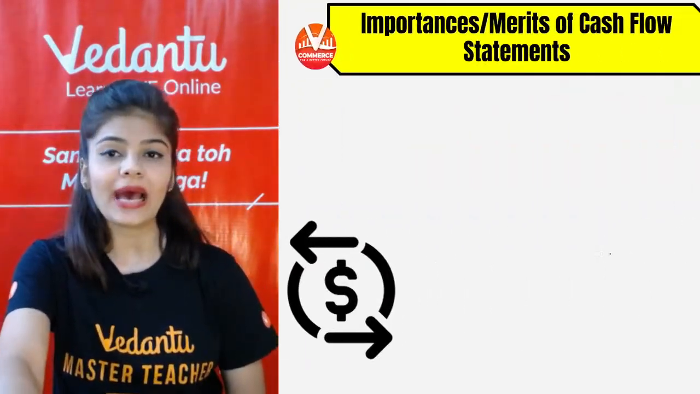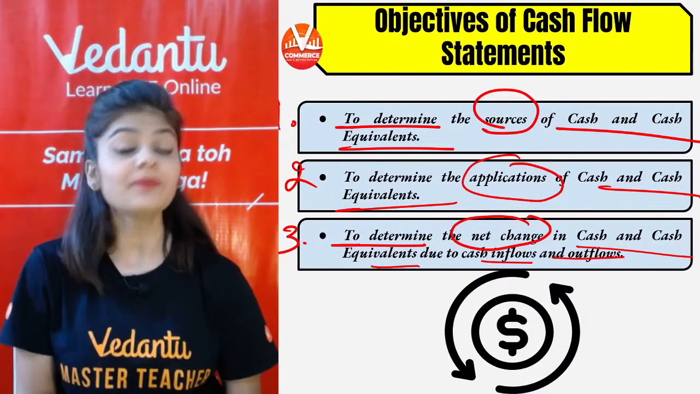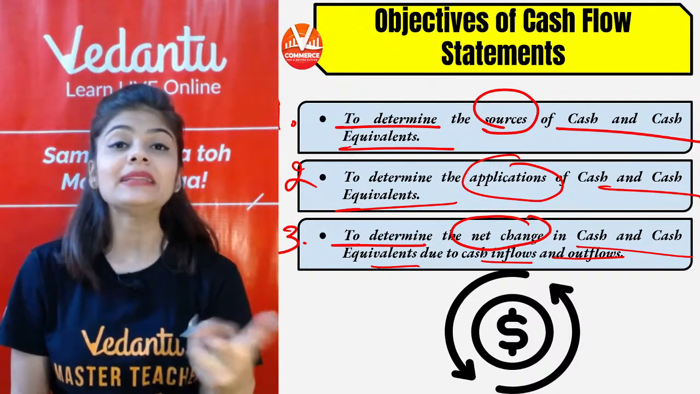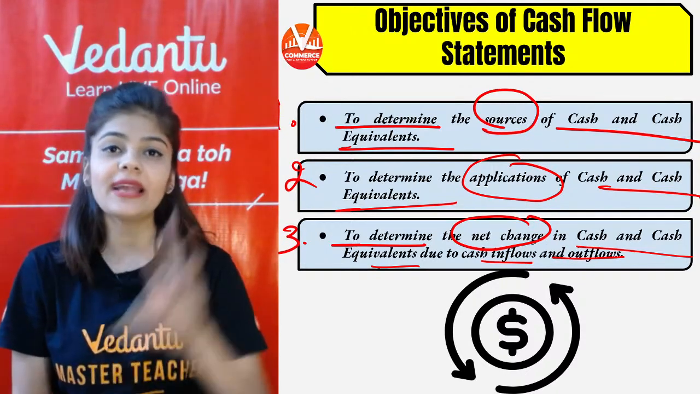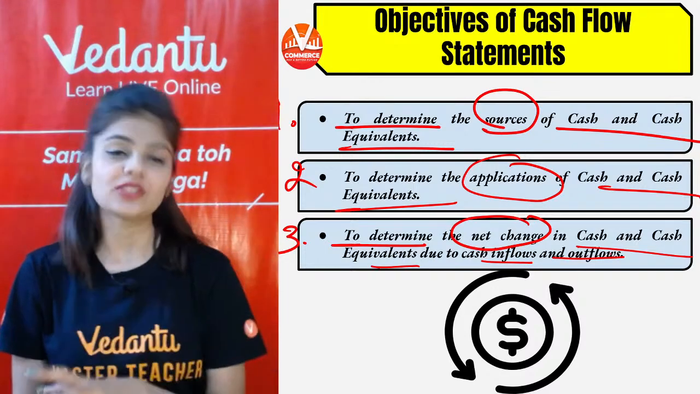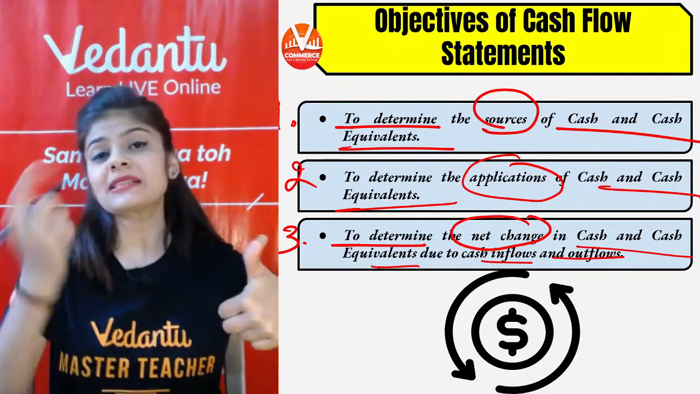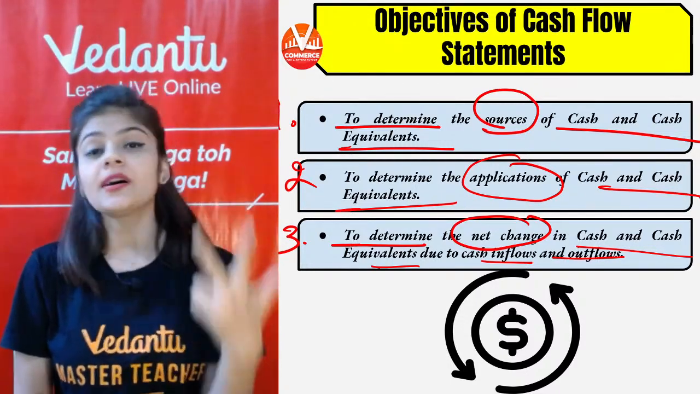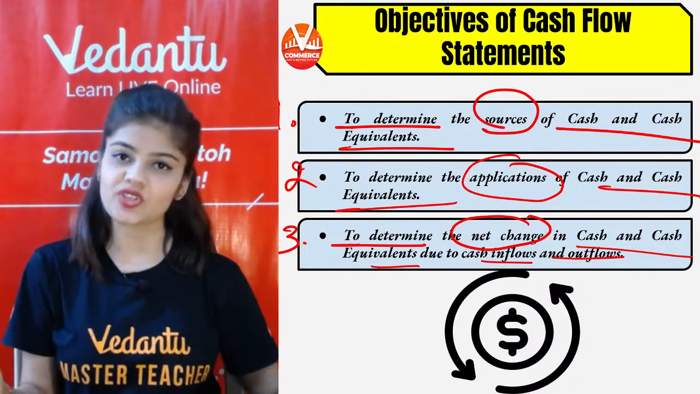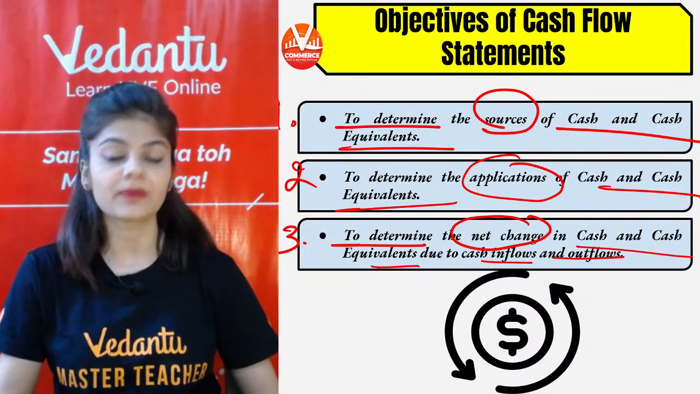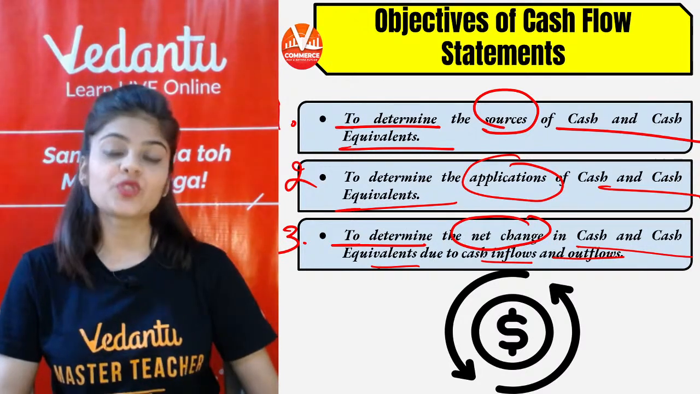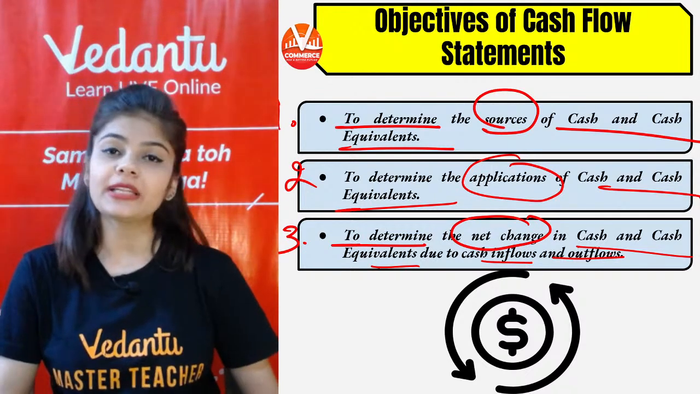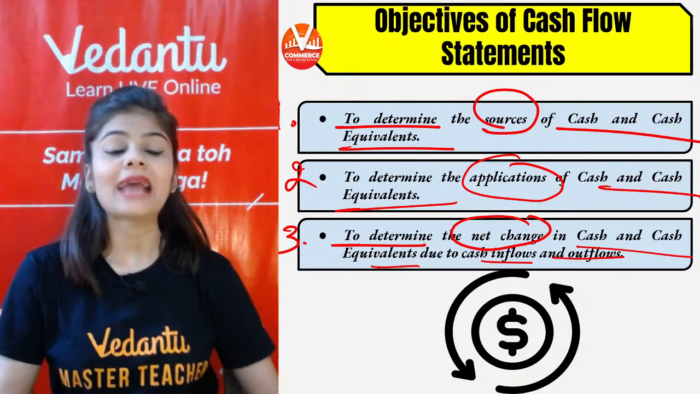And the last, we have, okay, so only 3 points are there. First, to determine the sources. Second, to determine the application of cash and cash equivalent. And third, to determine the net change. तो पहले ये देखेंगे कि पैसा आया कहाँ से, फिर ये देखेंगे कि पैसा गया कहाँ पर, और थर्ड ये देखेंगे कि कितना नेट चेंज आया है हमारे कैश एंड कैश इक्विवेलेंट में. So these are the 3 objectives or motive behind preparing cash flow statement.